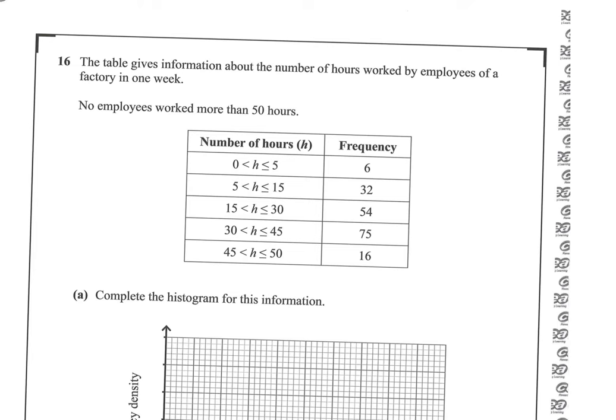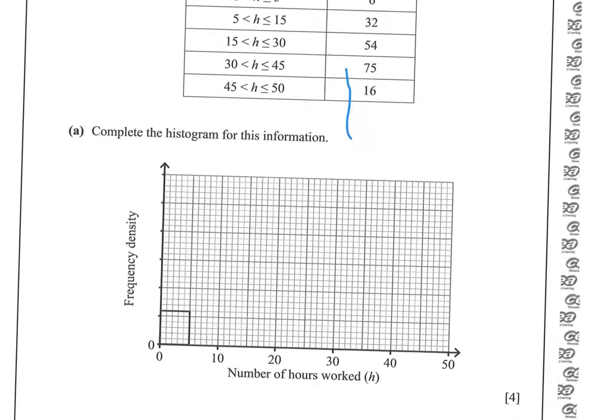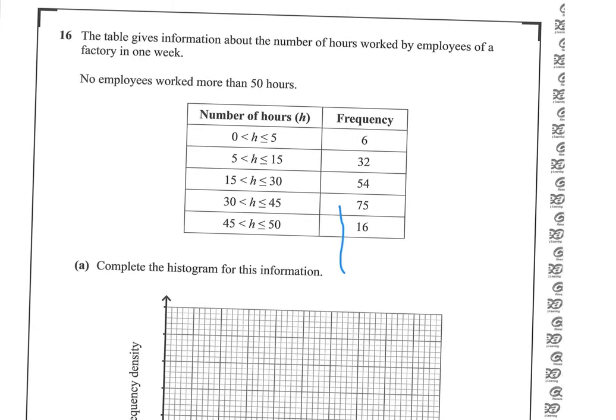Okay, question 16 says the table given gives information about the numbers of hours worked by employees of a factory in 1 week. No employees work more than 50 hours. So first thing you've got to do, it says complete the histogram for this information. So a histogram requires you to have frequency density. So we're going to do a frequency density column.